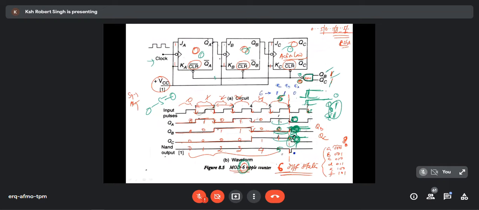Normally it will be 6. After 5 it will be 6, and it will definitely be 6. That 6 I don't want to get. Instead of that 6, I want it to force to 0. I want all the outputs to be 0.